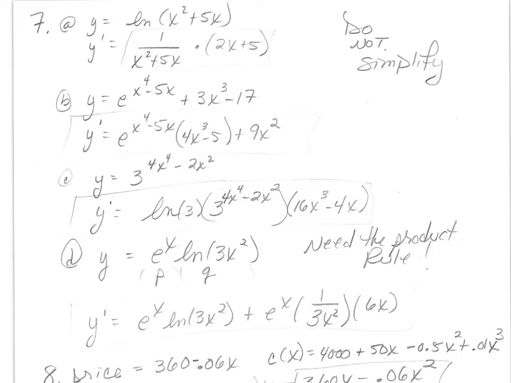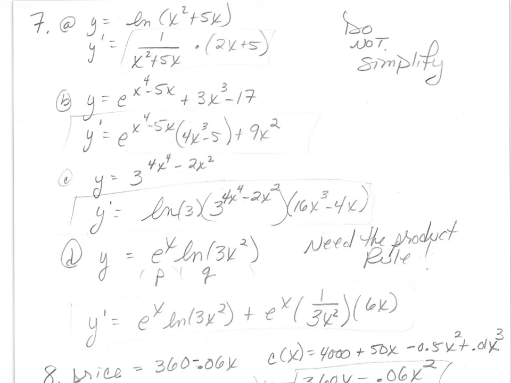For the next one, it's an exponential, but the base is a number, not e. So when we take that derivative, we get the natural log of the base, which is 3. Keep it exactly as it is, and then chain rule out the derivative of that exponent, which is, for this piece, 16x cubed, for this piece, negative 4x.